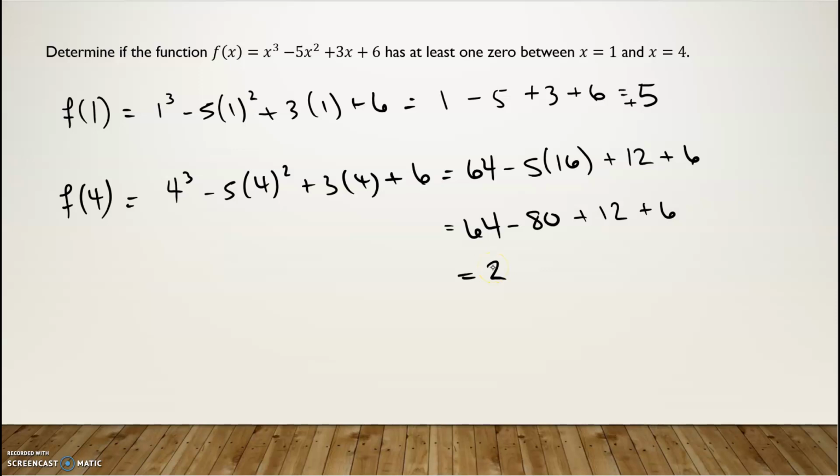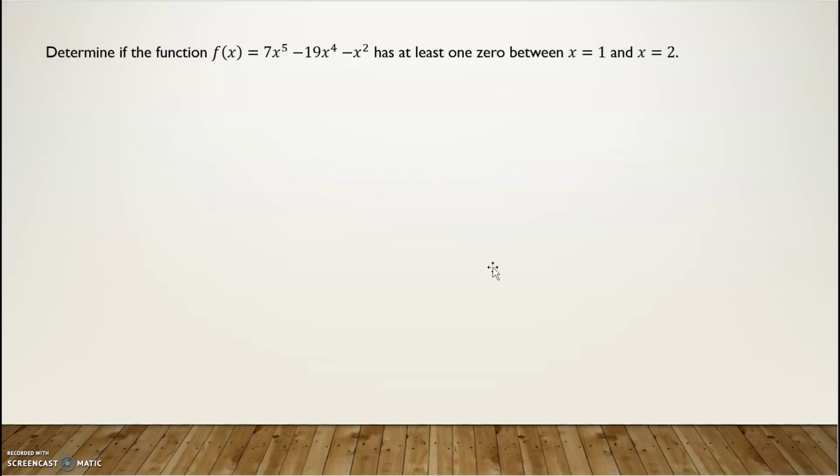Now notice both of these are positive, or they're the same sign. Because one's not negative and one's not positive, we can't determine if there is at least one zero, because we need opposite signs for the intermediate value theorem to work.